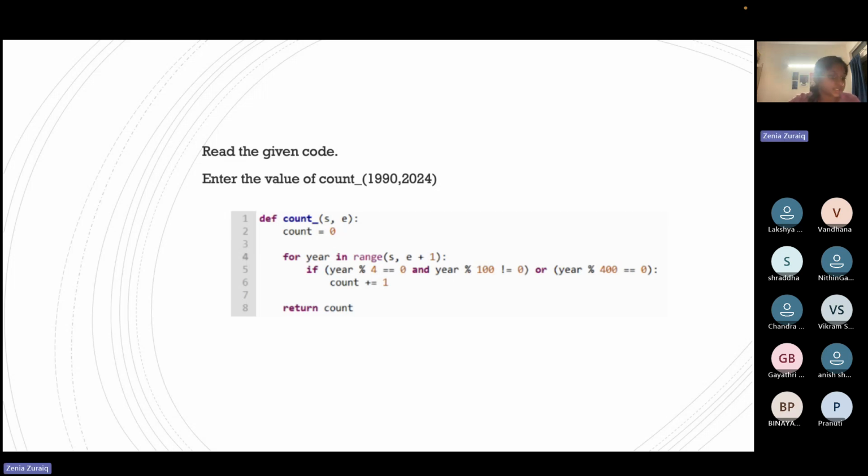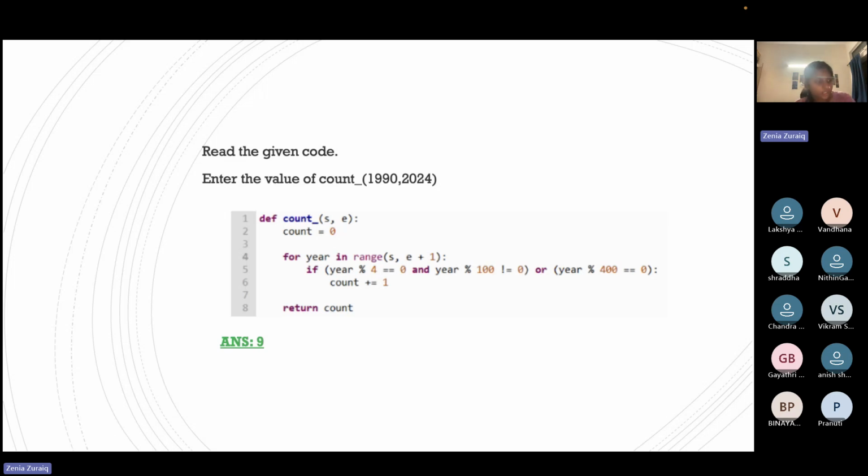I can see that two people say 9. One person is typing. I'll wait in case more people are answering. 9. Great, a lot of people say 9. The answer is 9. Very good.